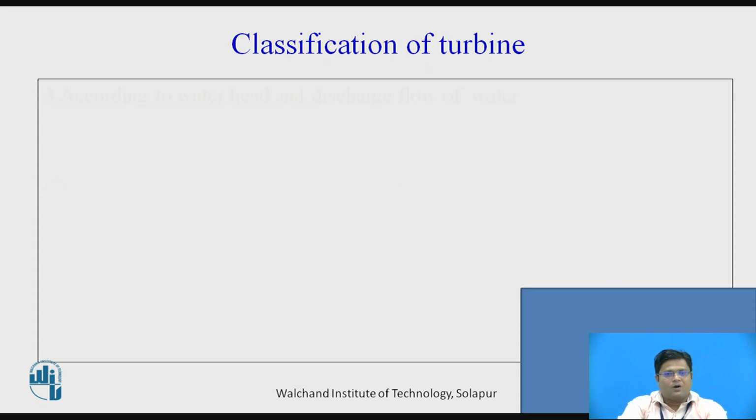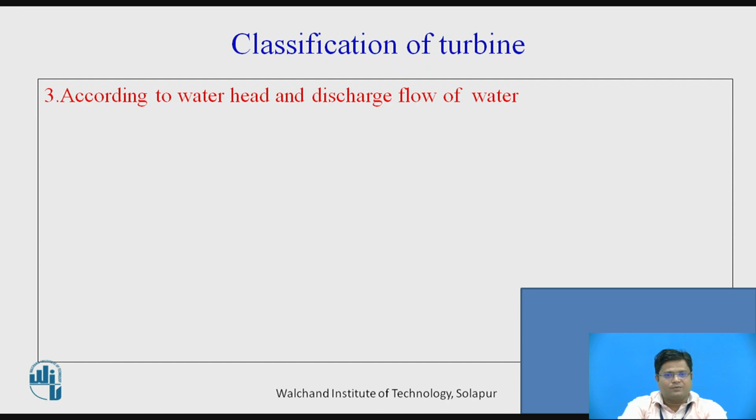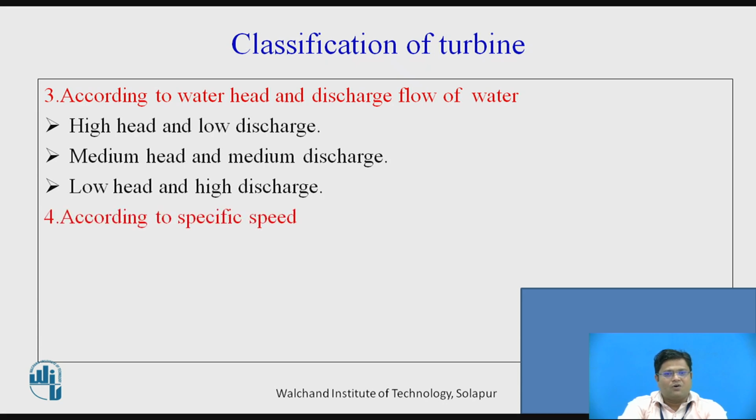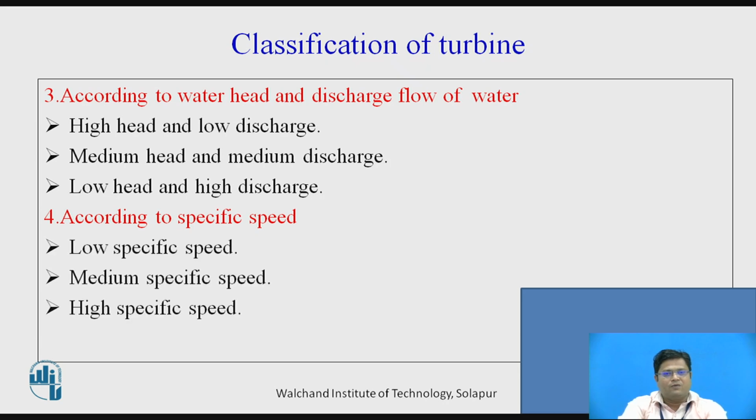Third type, according to the water head and discharge of flow of water. So there are three types. First one is high head and low discharge. Second one is medium head and medium discharge. Third one is low head and high discharge. And last type is according to specific speed. There are again three types. One is low specific speed, second one is medium specific speed, and third one is high specific speed. Now I will explain one by one each.